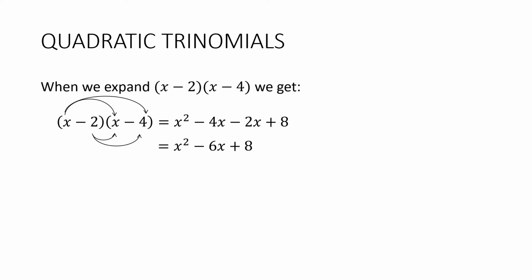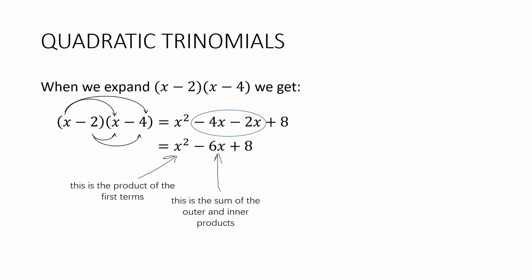Now to be able to factorise back into the 2 brackets, we need to know where each of these terms comes from. So this first one is the product of the first terms, x squared. The middle one is the sum of the outer and inner products, so negative 4x take away 2x. And the last one is the product of the last terms, negative 2 multiplied by negative 4.